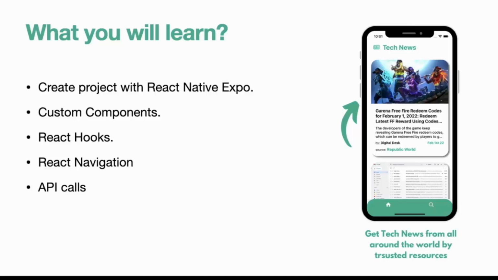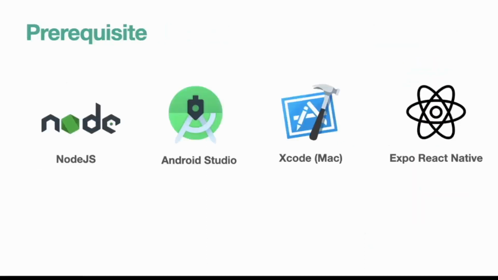So before creating a React Native project, there are some prerequisites that you need to install on your machine. So these are some prerequisites. We also have a tutorial video on how you can install React Native on your machine. So you need to have Node.js, Android Studio, and if you are using Mac, you can also download Xcode to preview your app on iOS simulator. And lastly, you need to install Expo React Native.